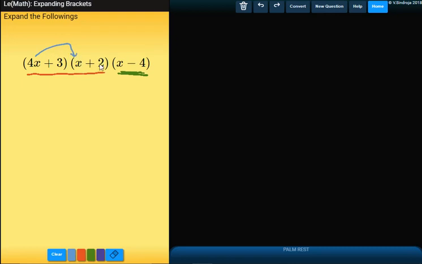So 4x times 4x is... 4x times x is 4x squared. 4x times 2 is positive 8x. And then 3 times x is positive 3x. And then 3 times 2 is 6.